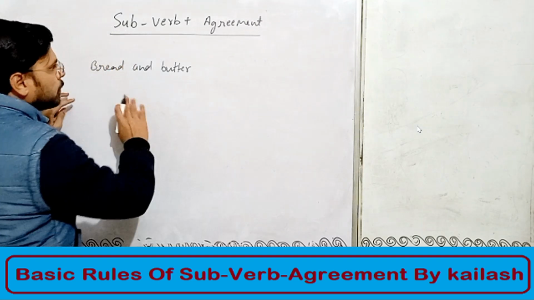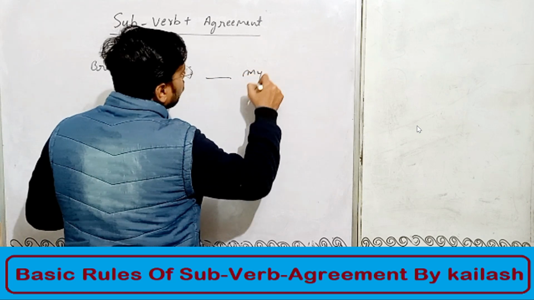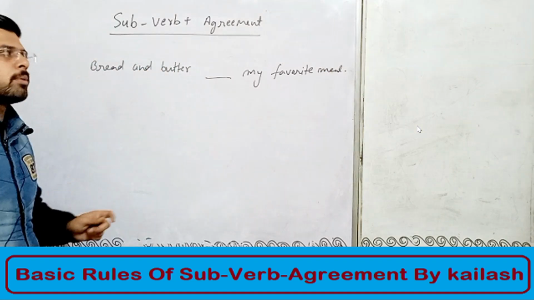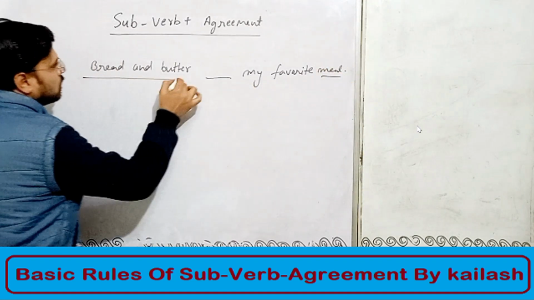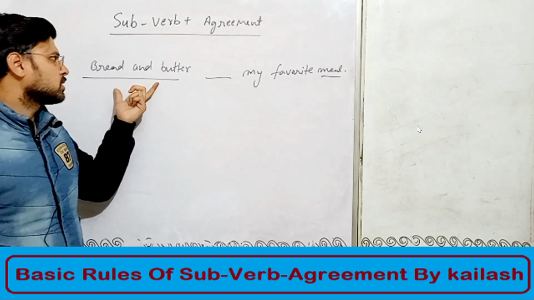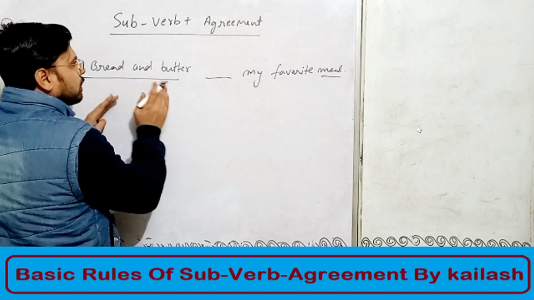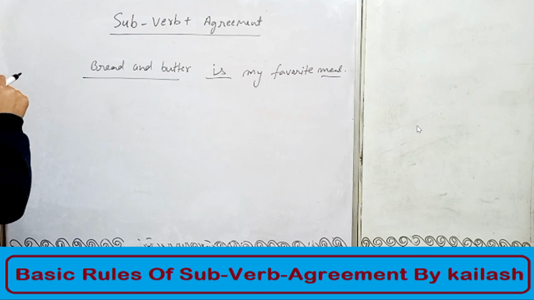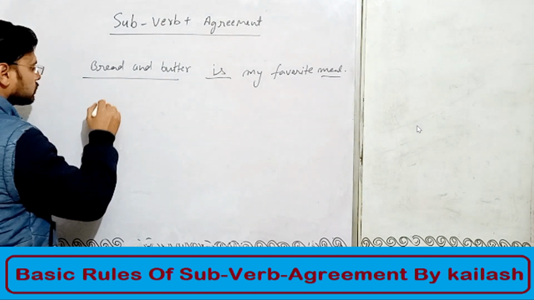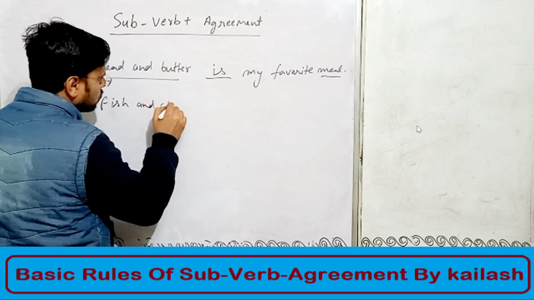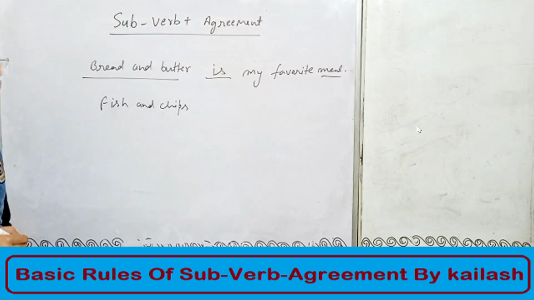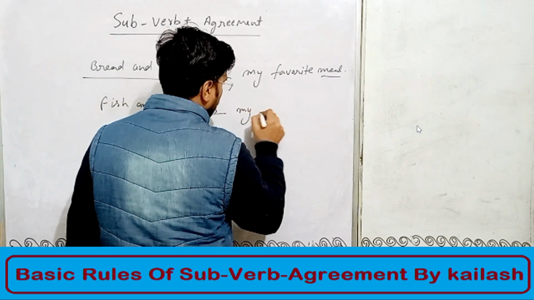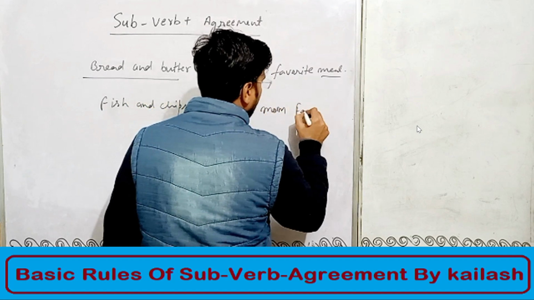Okay, bread and butter, they are discussing the one idea. What is the idea? Bread and butter dash my favorite meal. So they are telling about their meal. Okay, so bread and butter are eaten together, so they are discussing only one thing. So bread and butter is my favorite meal. Let's take another example. Fish and chips. Fish and chips are also eaten together in the South India. Fish and chips is my mom's favorite.